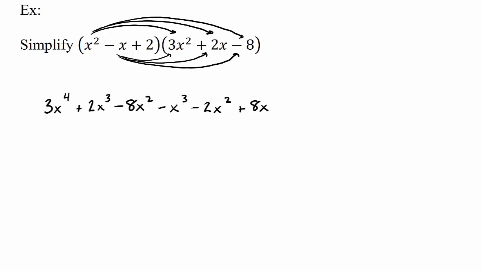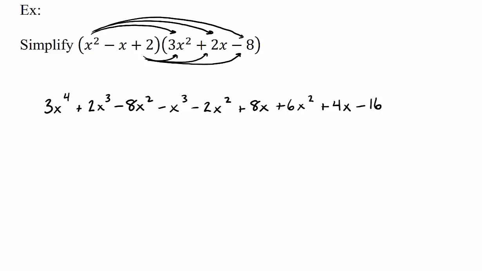And moving on, we've got one more term to distribute. We've got this last plus 2. We're going to distribute it over each of these 3 terms. So 2 times 3 is going to be 6, and then there's an x squared with it. 2 times 2x is 4x, and then finally 2 times a negative 8 is a minus 16.